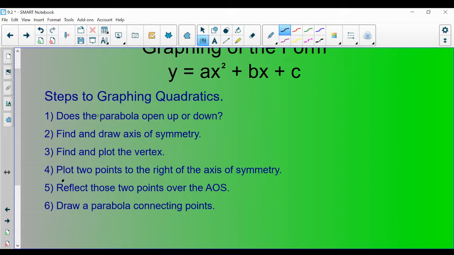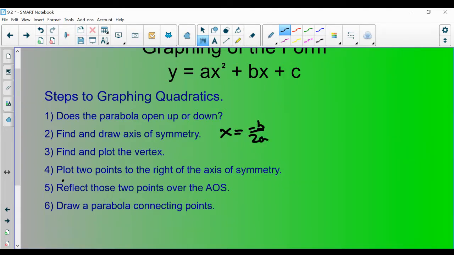You guys should be able to answer the question, does the parabola open up, by looking at a. If a is positive, it opens up, and if a is negative, it opens down. Once you have done that, you can kind of think about that. You don't necessarily need to. But step 2 is going to be to find and draw the axis of symmetry. Remember, the axis of symmetry is negative b over 2a.